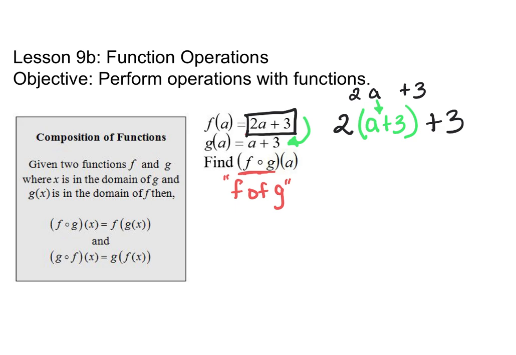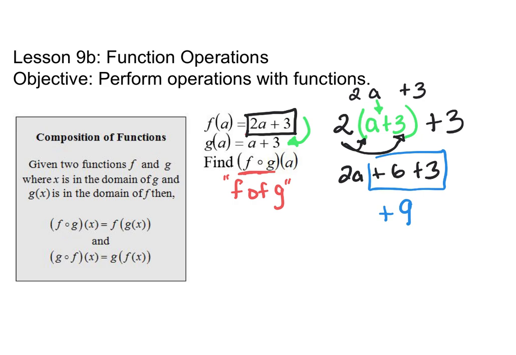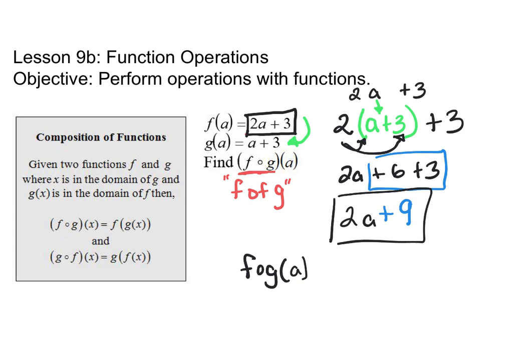In this case, we would need to distribute. So 2A is 2A. 2 times 3 is 6, plus 3. And then combine like terms. So 6 plus 3 is 9. That is positive, so we keep the plus. So 2A plus 9 is the composition. So we would write F of G of A is equal to 2A plus 9.